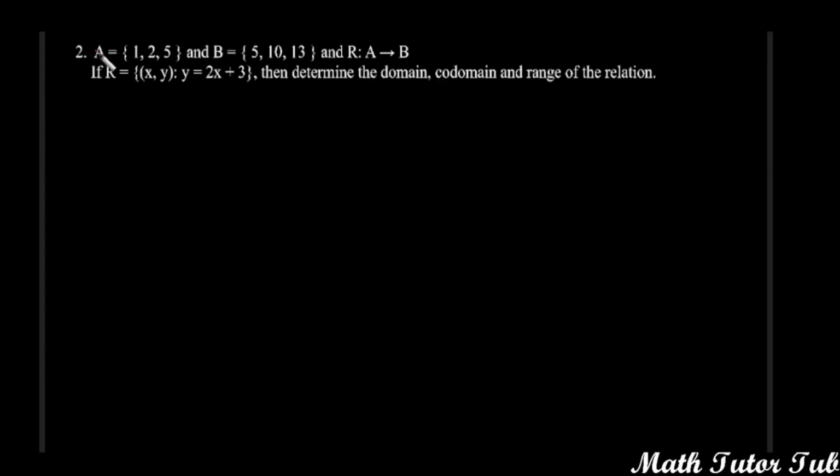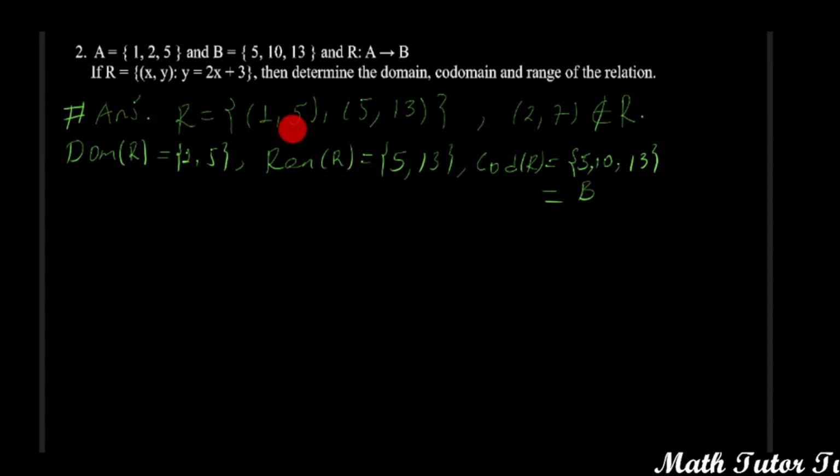Example 2. Set A and B are given, and a relation from A to B. If R is the set of ordered pairs (x, y) such that y equals 2x plus 3, then determine the domain, codomain, and the range of the relation. To find these, first of all, we must list the members of the relation. Now let us list the members of the relation. The members of the relation are (1, 5) and (5, 13).